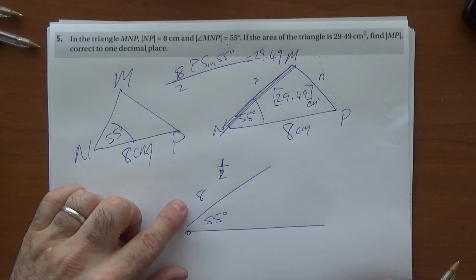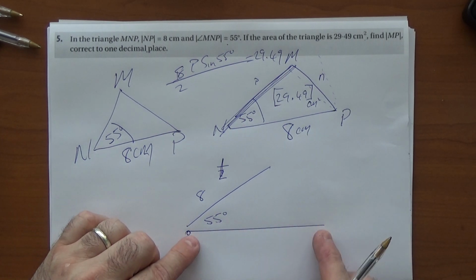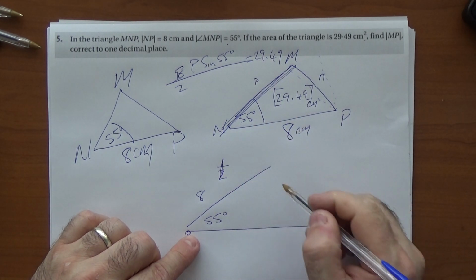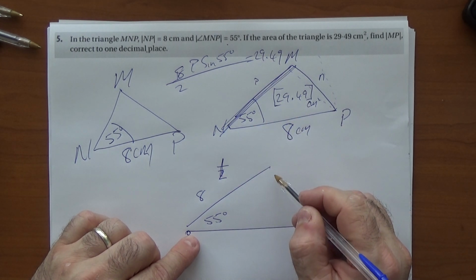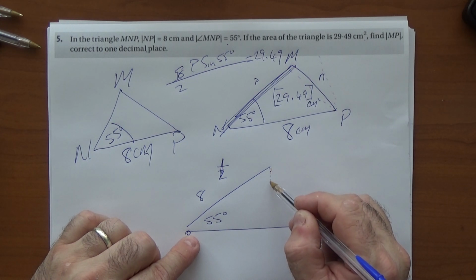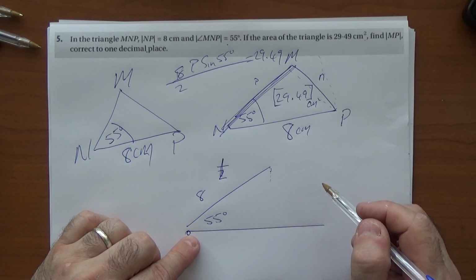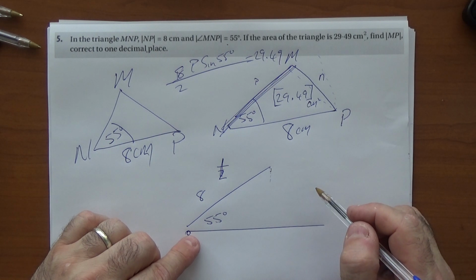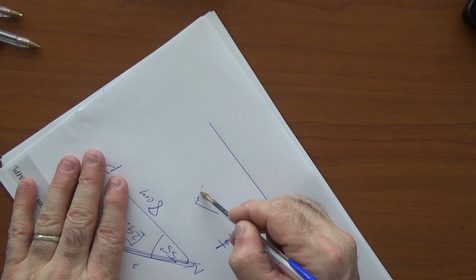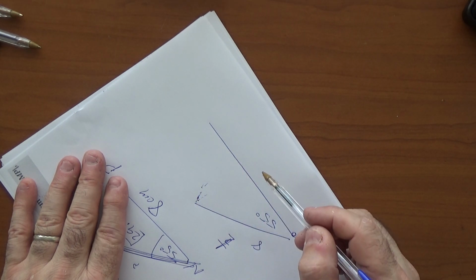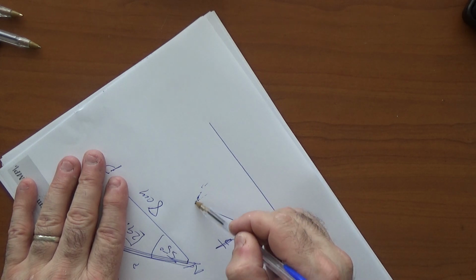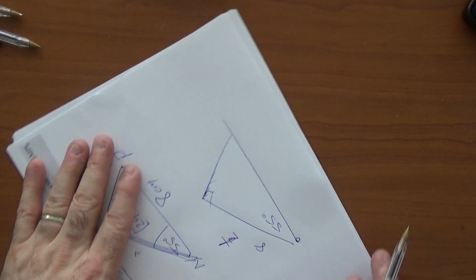So let's see how we're getting on here. I have an unknown length here, that's that. And I have 8 going up at 55 degrees. Does that help at all? Well, base by perpendicular height. But what perpendicular height? What am I talking about? Half the base by the perpendicular height. But this is the base. So the perpendicular height will be going off here at right angles. And I don't know how far that goes.